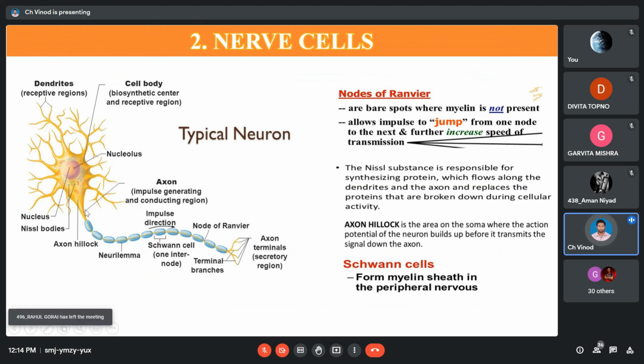Along with the electrical impulse, your neurotransmitters also travel to the end and reach the axon terminal. This is where the signal delivery happens. So this is a typical structure of a neuron.